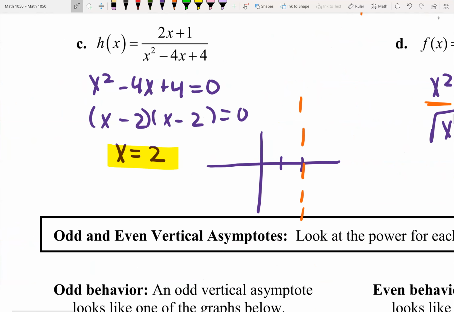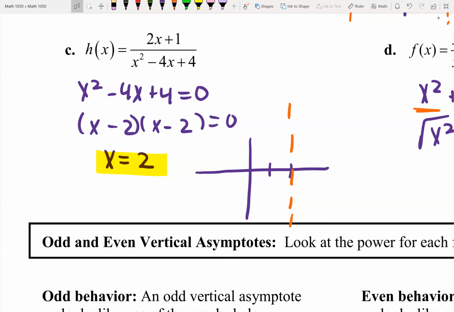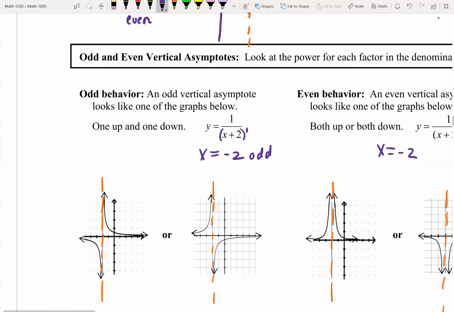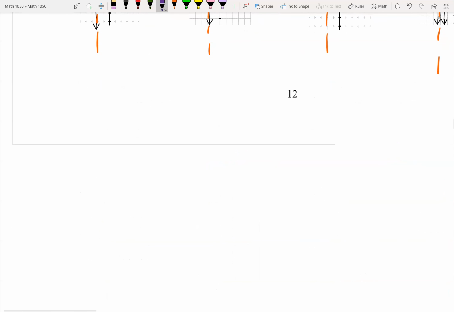Next one. Question C. You tell me, even or odd? Even. It's actually even. And this showed up. We'll do an example like this on Monday. But this showed up on one of my finals, and it knocked out half my students. They missed it because they didn't recognize, oh, that's even. So they were trying to graph it as if it were odd, and it wasn't working out.